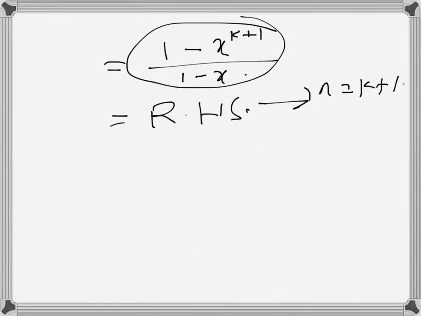So basically we have shown that when n is equal to k plus 1, the left hand side is equal to the right hand side as well, if the left hand side is equal to the right hand side when n is equal to k. So we have proved the identity with the help of mathematical induction.